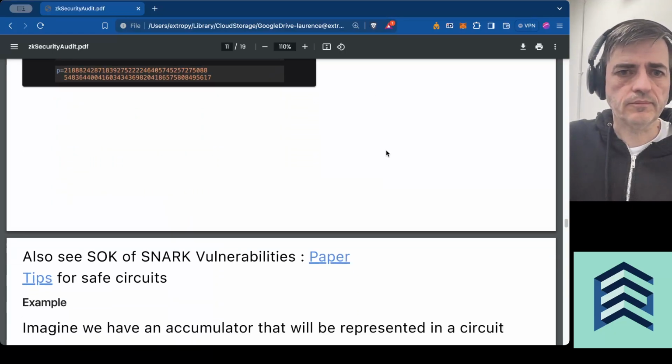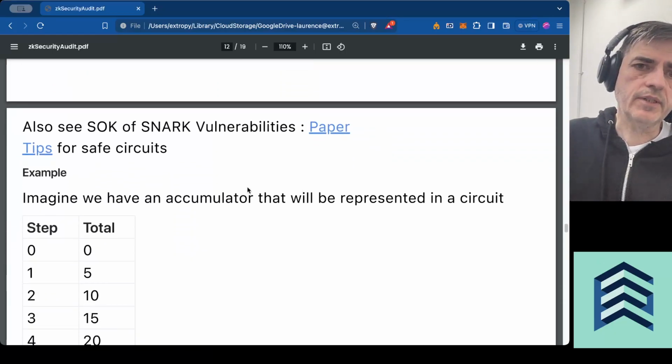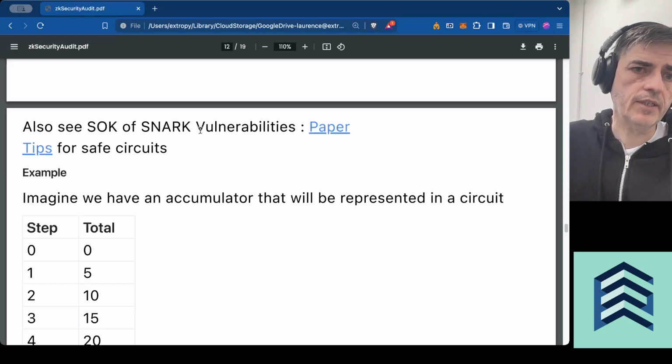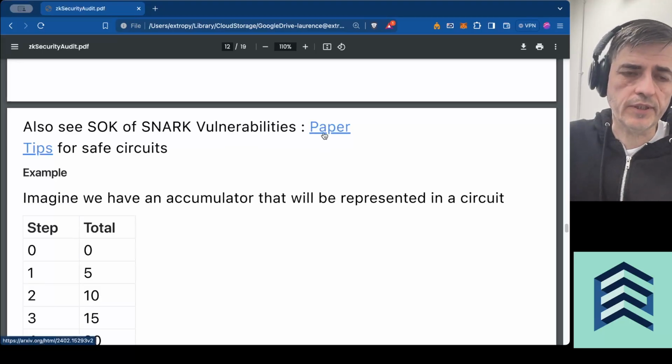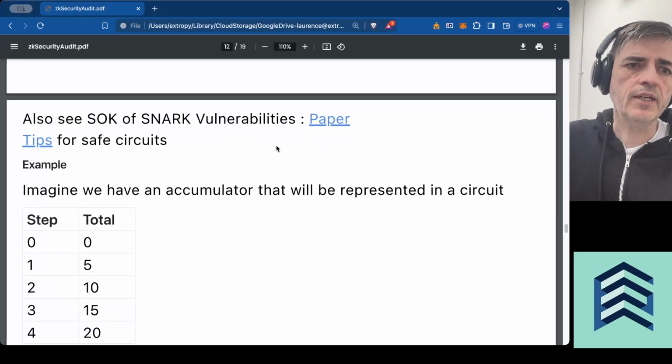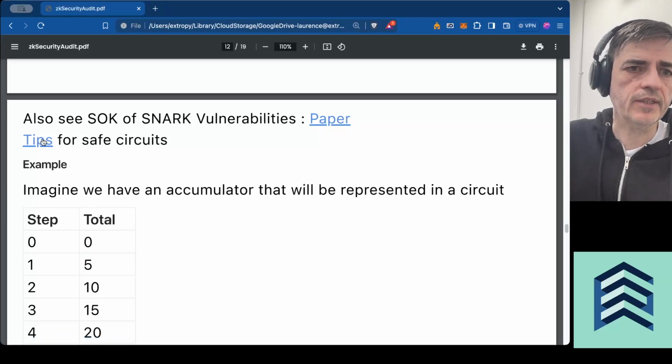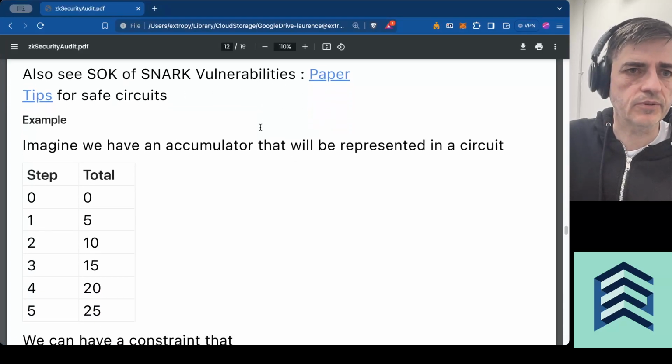Okay. So there's a good paper about vulnerabilities, a system of knowledge. I've got a link to that there. Please have a look at that. There's also a nice article for safe circuits there to give you tips about those.